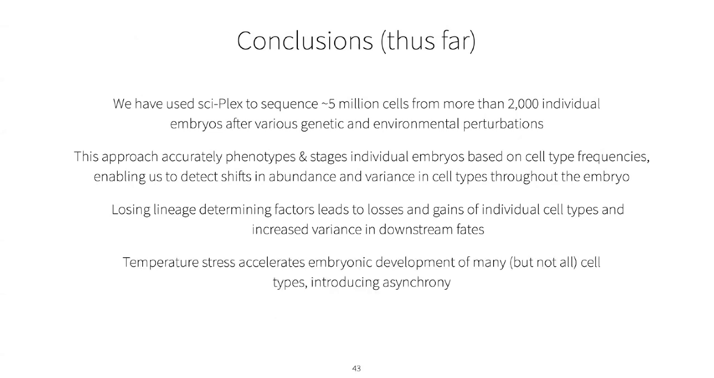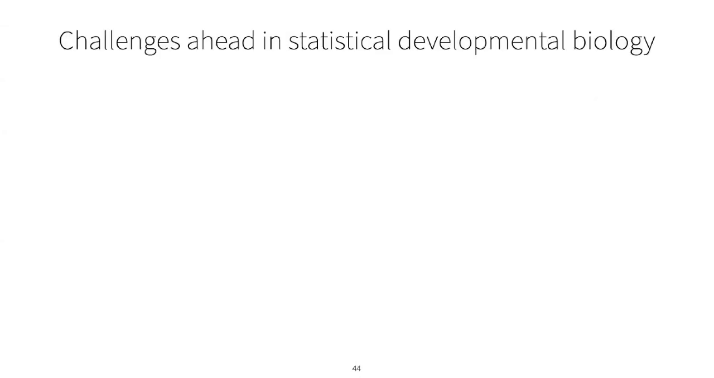Temperature stress accelerates embryonic development of many, but not all, cell types, and that introduces asynchrony, which in turn could contribute to variability across individuals. And it also increases variance in the relative abundances of a number of cell types. So this is what we've learned so far. This is definitely an ongoing project, but I'm very excited about the future.